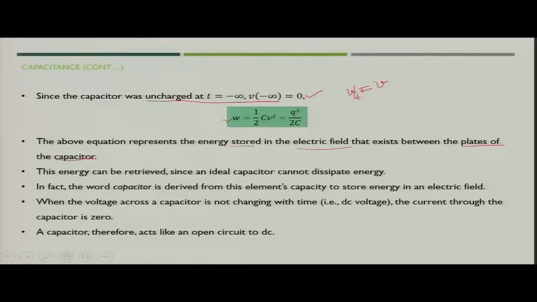capacitor. So, this energy can be retrieved because it is an ideal capacitor. It will not dissipate energy by itself. That is why you can say that capacitor is an element, capacitance, having the capacity to store energy in its electric field. Now, when the voltage across the capacitor is not changing with respect to time, the current through the capacitor would be 0. That means the capacitor acts like an open circuit for a DC voltage.